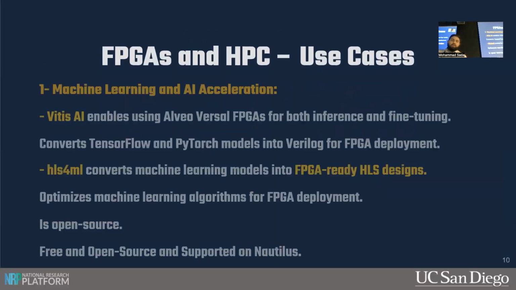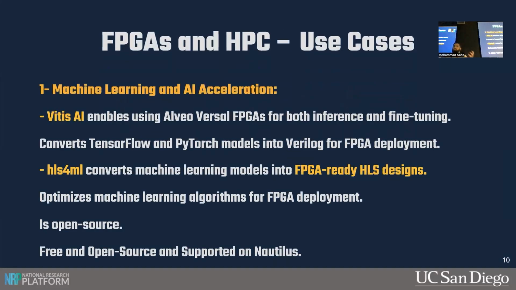To get more into use cases, the biggest thing right now, what everybody's talking about, is machine learning and artificial intelligence. Since the cards are programmable, in theory and in practice, they are built to do whatever workflow we want. They are capable of running neural networks. And that's where Vitis AI comes in. Vitis is software provided by AMD, or before it was called Xilinx. Vitis AI is a tool that allows loading neural networks straight from TensorFlow and PyTorch onto the FPGAs for the Alveo Versal FPGAs, both for inference and fine-tuning and for all sorts of applications.